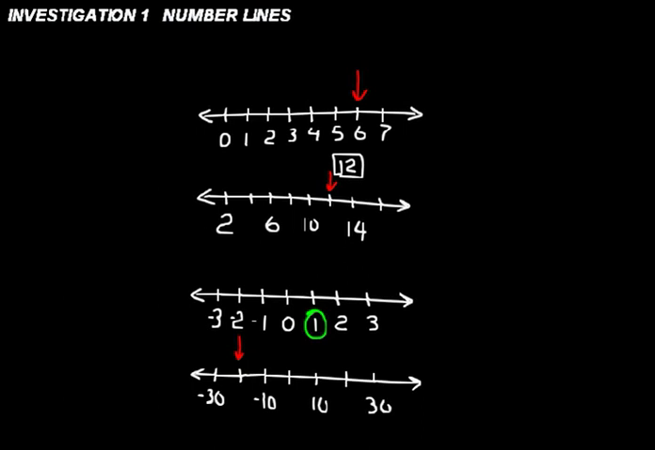Now look at that last number line that I drew. Can you tell me what number that red arrow is pointing to? Well, that would be a negative 20, right? Those tick marks are spaced 10 apart, so we would say that that arrow is pointing to the tick mark that represents negative 20.